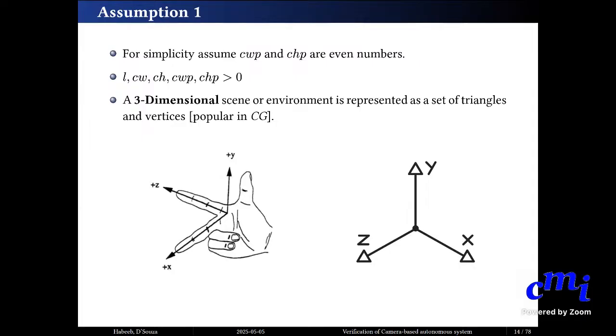Also, a three-dimensional scene is a 3D space which has obstacles, and obstacles in those 3D scenes are a set of triangles, a set of polygons, specifically triangles. So this is the 3D scene, and the camera will be facing the XY plane. The canvas will be parallel to the XY plane.